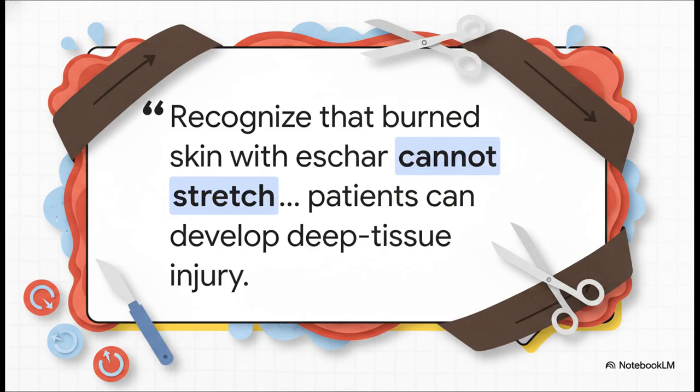This is why those circumferential burns are a true surgical emergency. The tough, burned skin, we call it eschar, it's like leather. It has zero stretch. So, as we're pushing fluids in and the tissue underneath starts to swell, that rigid eschar acts like a tourniquet, cutting off blood flow and killing the tissue from the inside out.